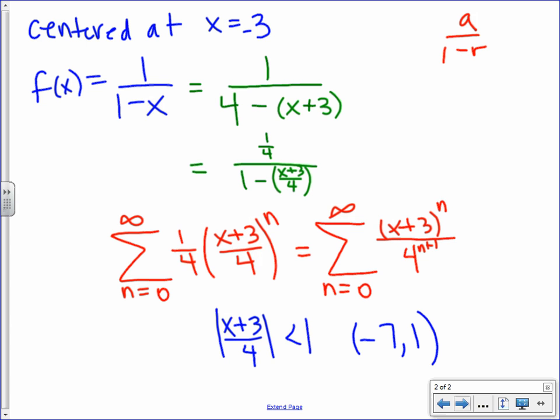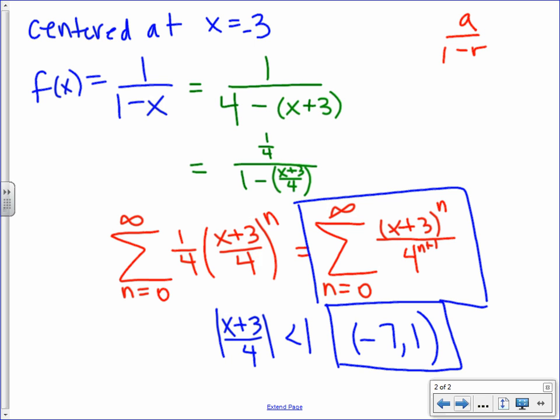Yeah. We will never have to include the endpoints because it's geometric. Yay. You don't even have to check the endpoints. Yay. I think that's probably what we should yay about. We don't have to do that work. Okay.